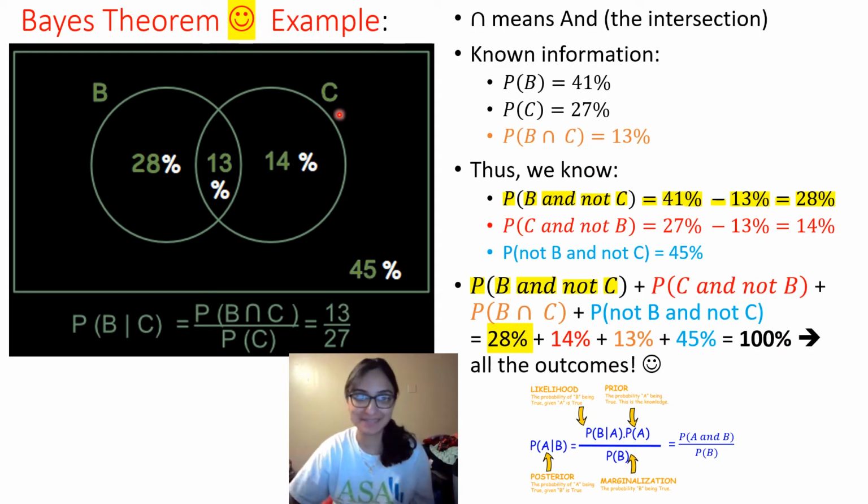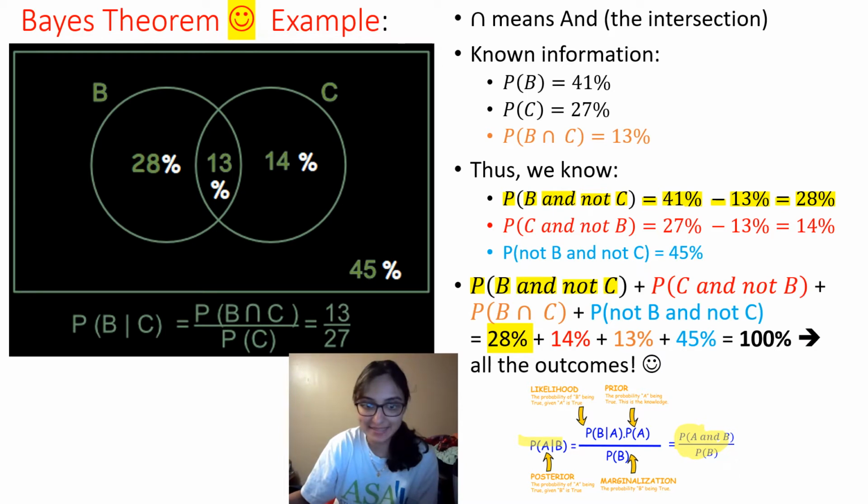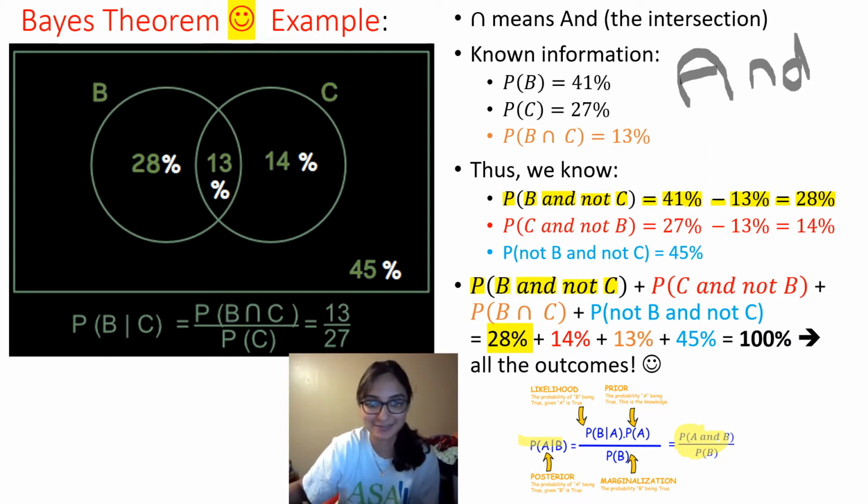So here I just want to give you an example of Bayes' theorem. I want to focus mainly on this application here, where you have P of A given B, for instance, and here we're using the "and" part of it. The idea is that you want to see the known information. So let's say that we know the probability of B is 41%, so that's 28% plus 13%. The probability of C is 27%, so that is 13% here plus 14% here. And the probability of B and C, this symbol looks like an A, which is how I remember that it means "and". So the probability of B and C is 13%.